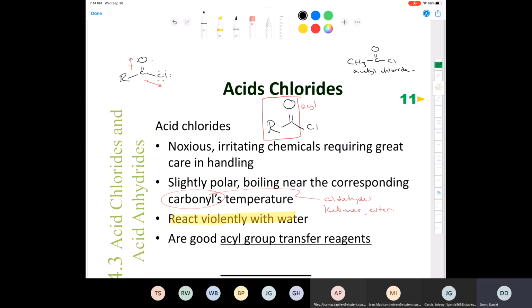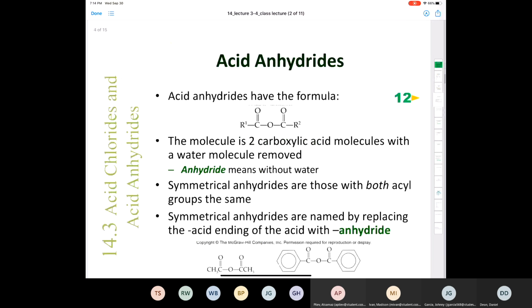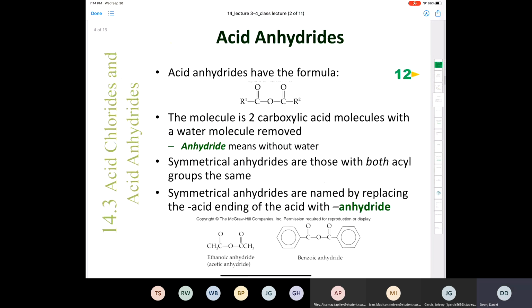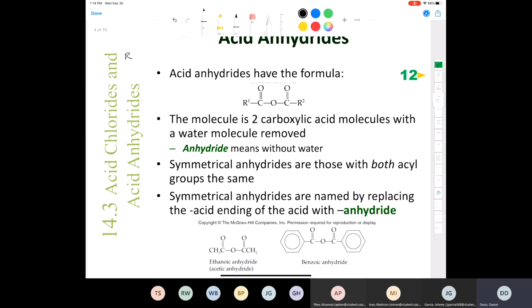Okay, so an acid chloride is very good at putting that acyl group on other molecules. An acid anhydride looks like this. It has this generic formula. It's kind of like as if two carboxylic acids meet on the street.